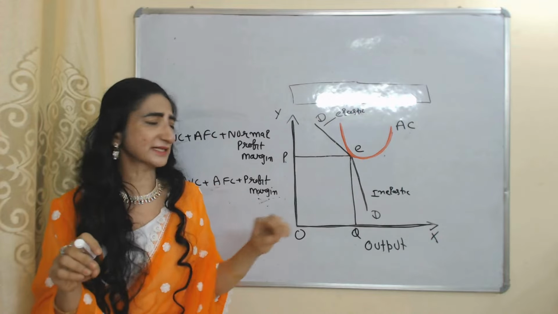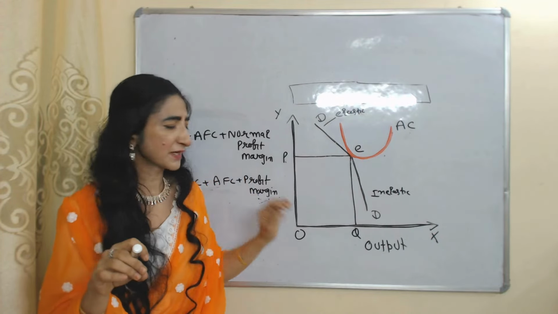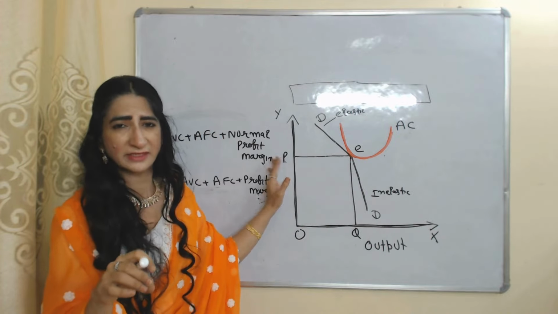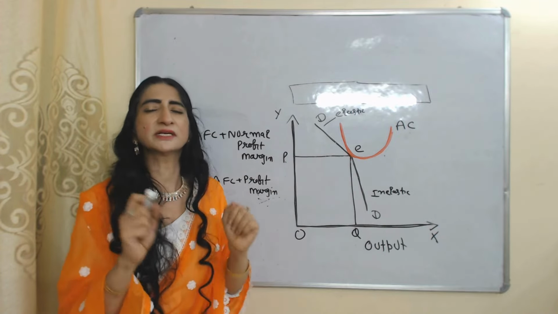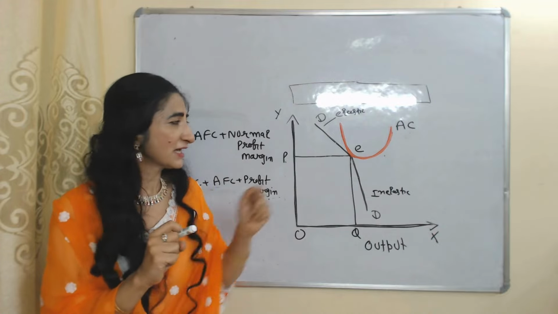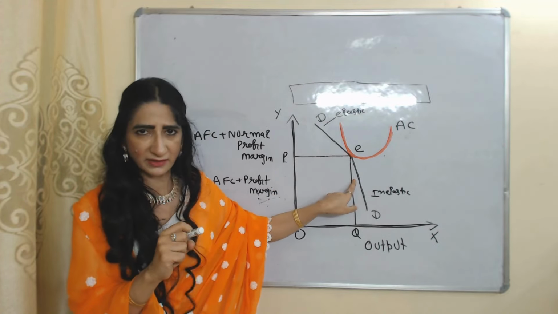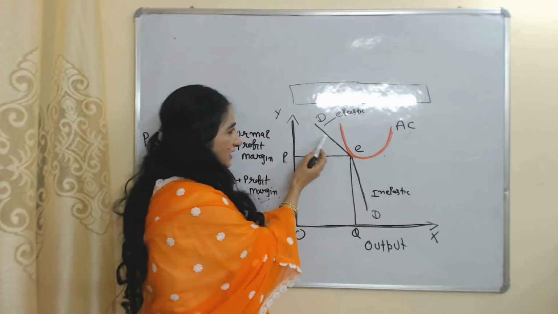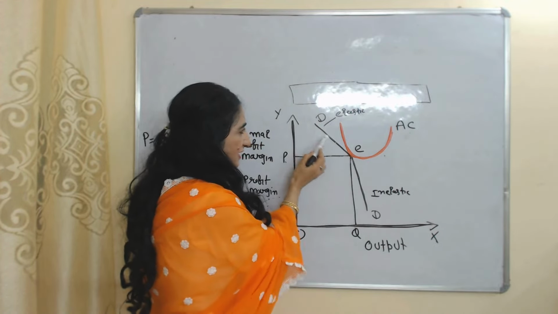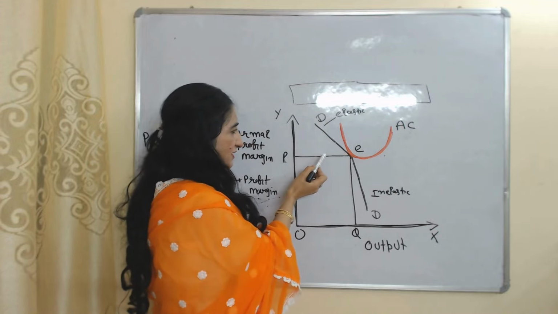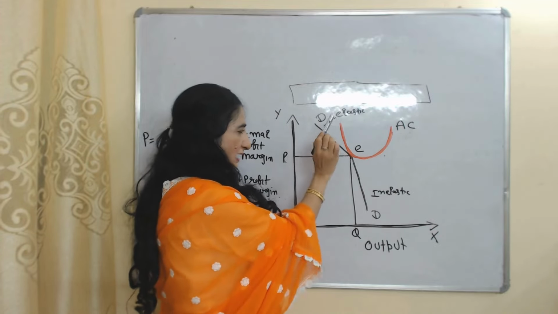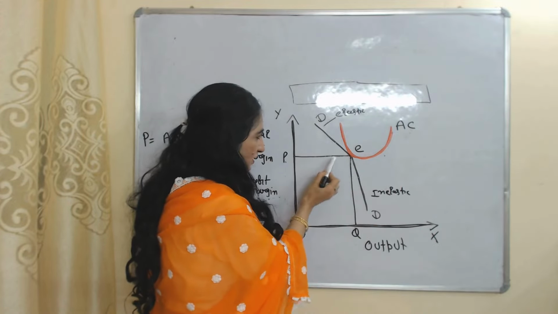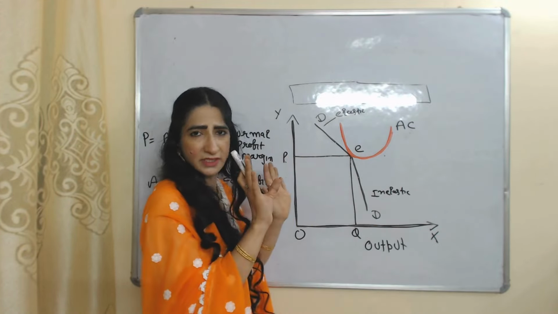Now we understand this theory with the help of this diagram. In this diagram, on the x-axis we have output and on the y-axis we have price. Hall and Hitch use a kinked demand curve to explain their theory. And this DD represents the kinked demand curve. As we know, the kinked demand curve is divided into two segments, DE and ED. The DE segment is elastic, which represents that the area above the current price is elastic. And the ED segment is inelastic, which represents that the area below the current price is inelastic. This is about the kinked demand curve.